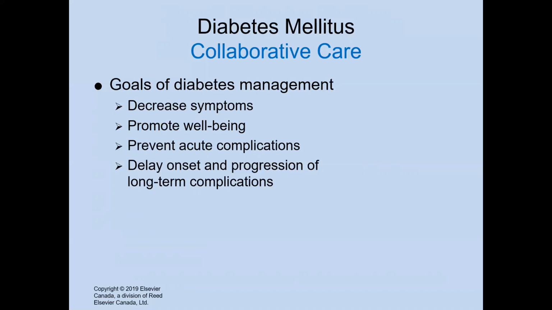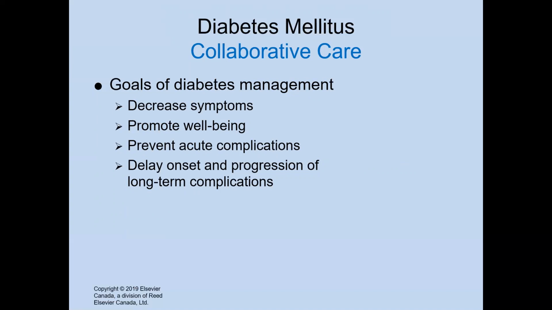We want to prevent those acute complications. Remember, we said they're twice as likely to die prematurely when you have diabetes as if you don't have diabetes. So the more we can control your diabetes, manage your diabetes in an effective way, the more likely you are to prevent some of those acute complications, often thinking about cardiac complications, as well as infection and other kinds of things.